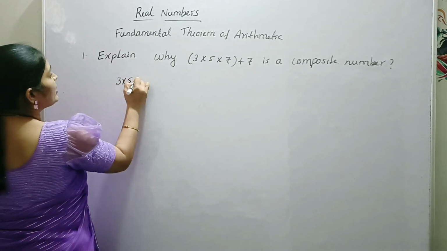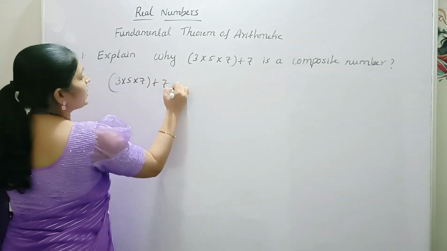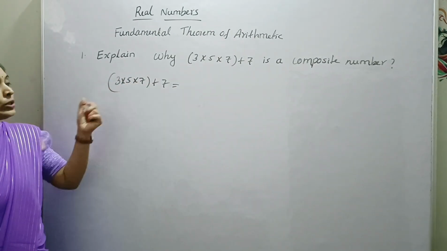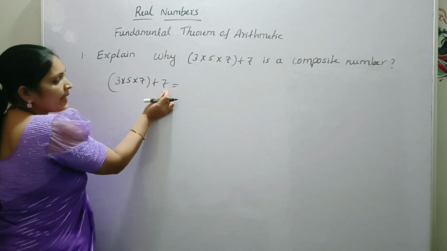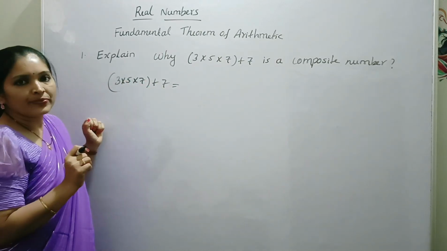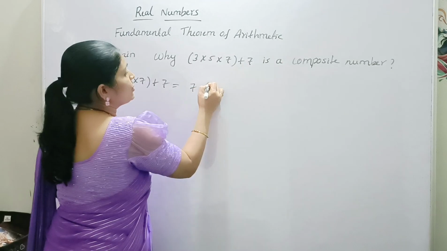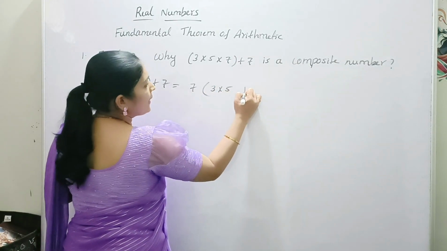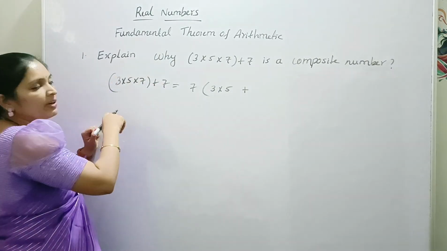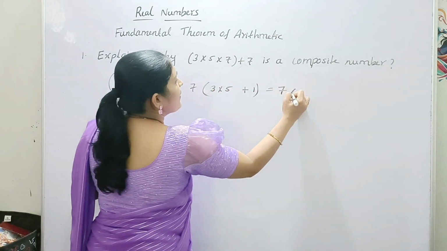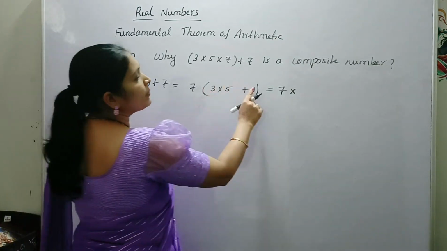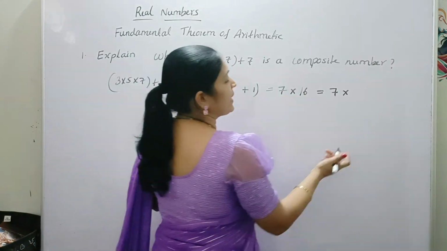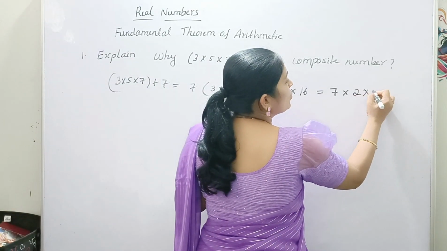3 into 5 into 7 plus 7. You can calculate directly or see here there are two terms, right? First term, second term. In both the terms 7 is common. So we can take 7 outside: 7 into (3 into 5 plus 1). Right? We have taken 7 outside. That is equal to 7 into (15 plus 1), that is 7 into 16. 16 can be written as 2 into 2 into 2 into 2, that is 2 raised to 4. So 7 into 2 raised to 4.